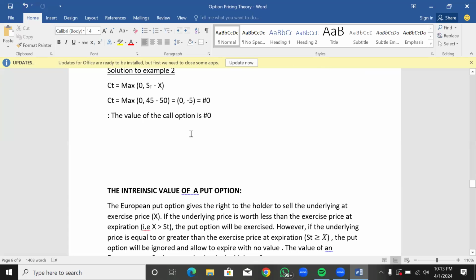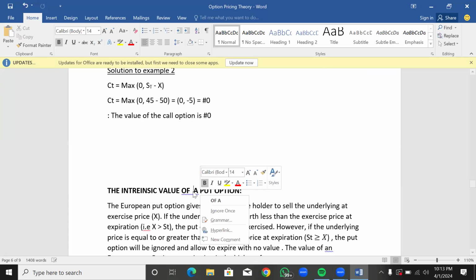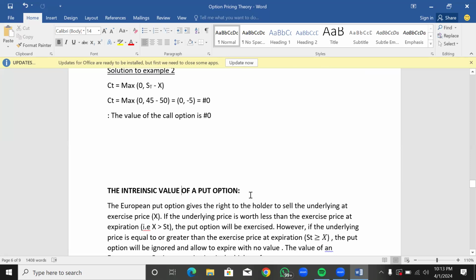So now let's go to the intrinsic value of a put option. This is the intrinsic value of a put option. This one we just saw is the intrinsic value of a call option.